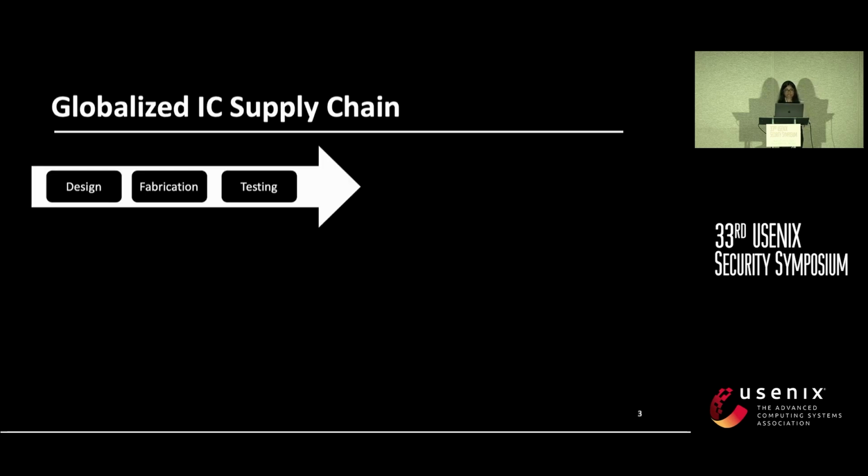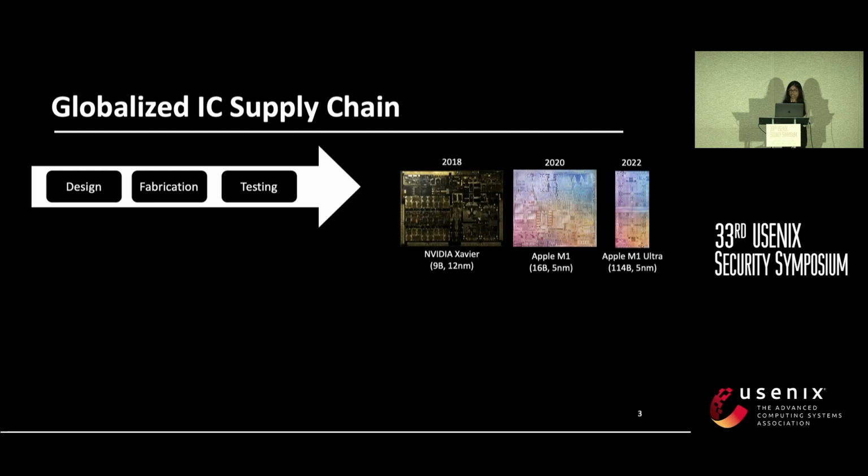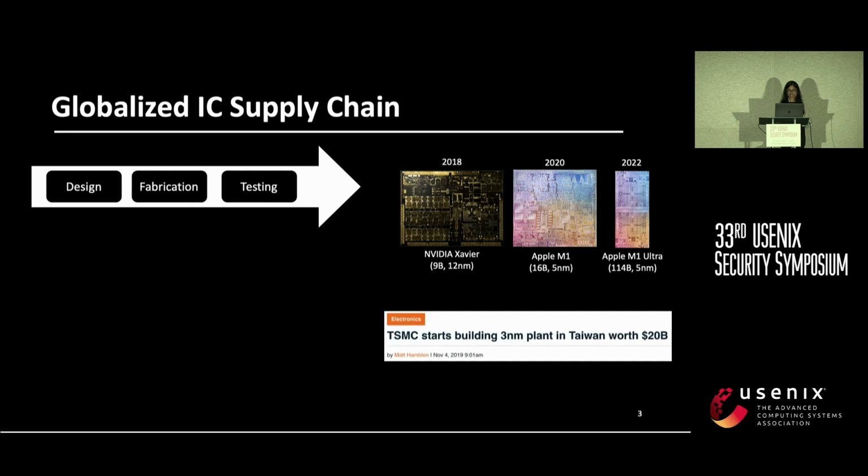Now let's discuss the globalized IC supply chain. Before the 1980s, the IC design companies followed a vertical integration approach where the design, fabrication, and testing were all done in-house. However, with the increasing complexity of ICs, where the latest Apple M1 Ultra has 114 billion transistors, owning fabs has become prohibitively expensive, as shown in the news article over here. For instance, TSMC has invested $20 billion in building a 3-nanometer fab.